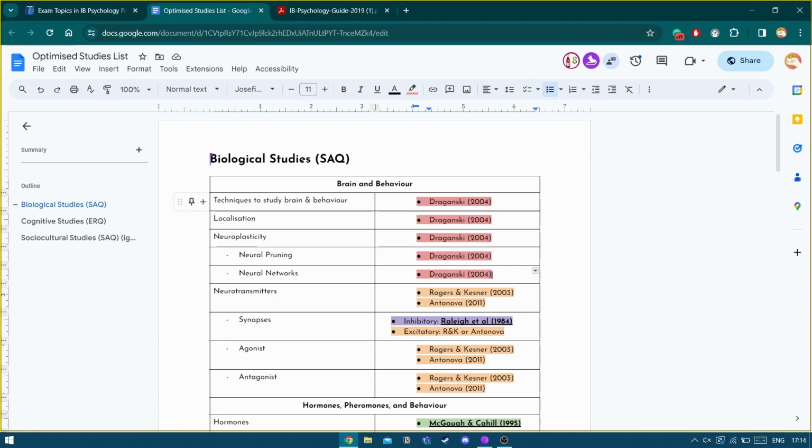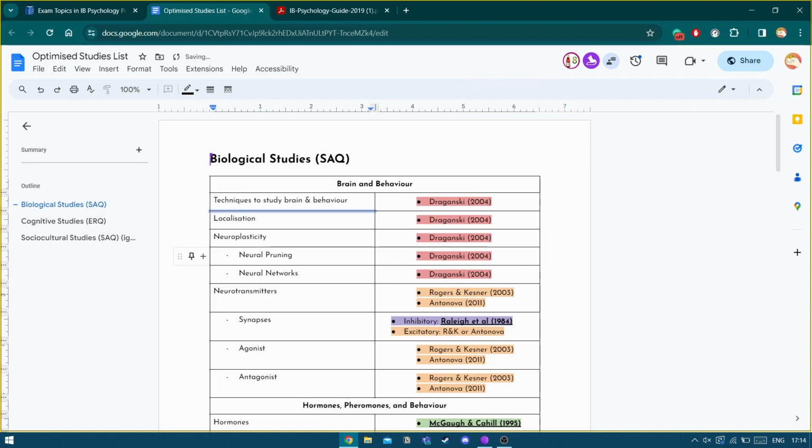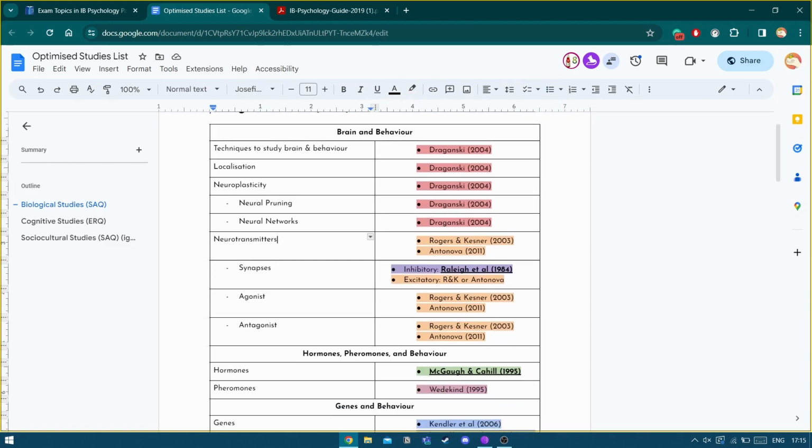So with these five SAQ or whatever, it can be explained with Dragansky 2004, nice and simple. And then for the neurotransmitters right here, Rogers and Kessner 2003 or Antonova 2011. And here I'm giving you the option to choose either one, because either one works with these four. Because all neurotransmitters are agonists, right? And these two studies study the effect of an antagonist on the neurotransmitter. So in this case, it's acetylcholine.